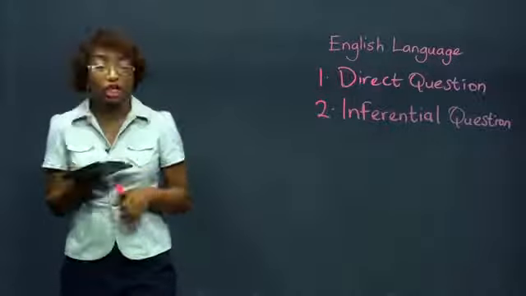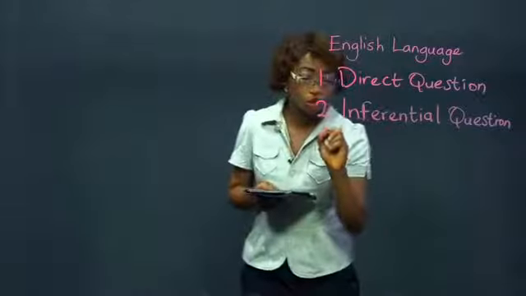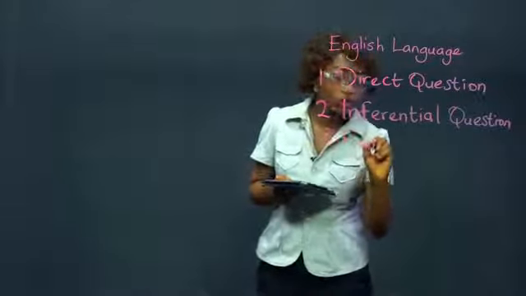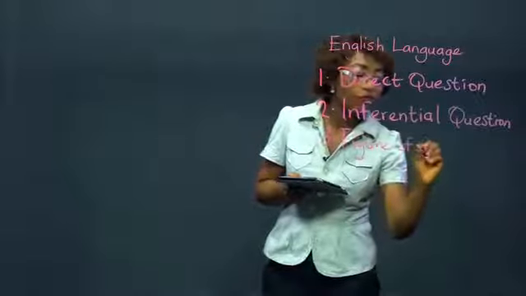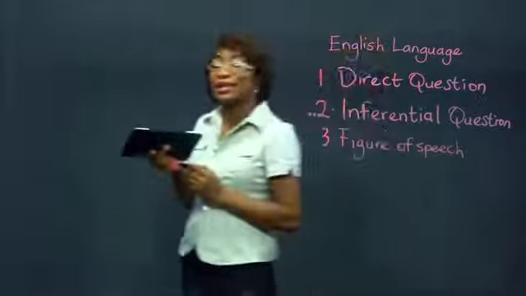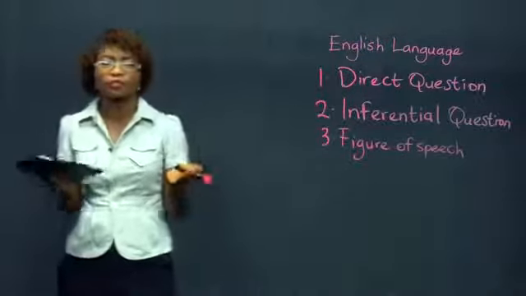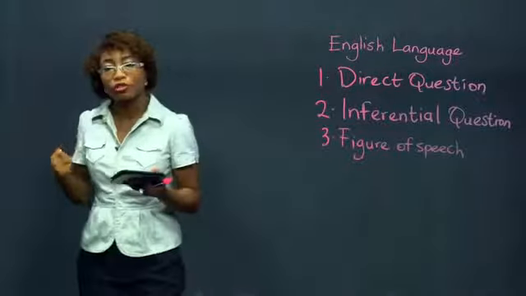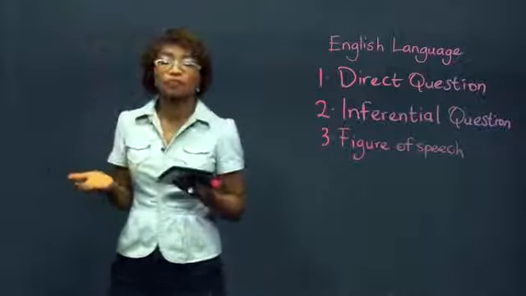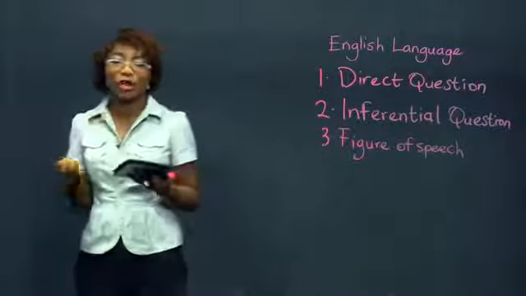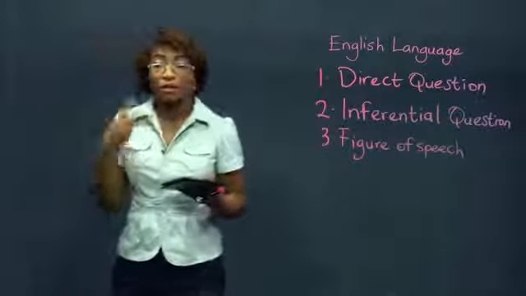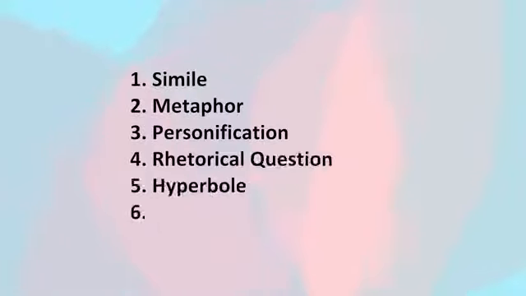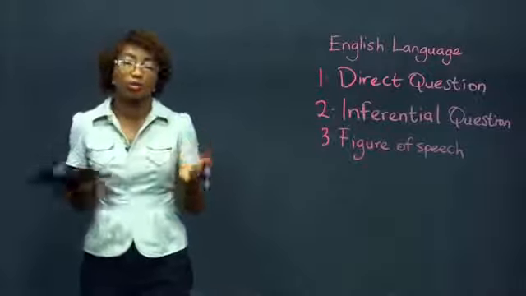The third type of question is what I'll call the figure of speech. In this type of question, we are given a figure of speech from the passage, and we're supposed to identify what figure of speech that is. I'll give you examples. Now, before I do that, I'll just quickly run through the common types of figures of speech that are usually extracted from a passage. The first type is the simile, the metaphor, personification, rhetorical question, hyperbole, and euphemism. Those are the common figures of speech that are usually asked under a comprehension passage.